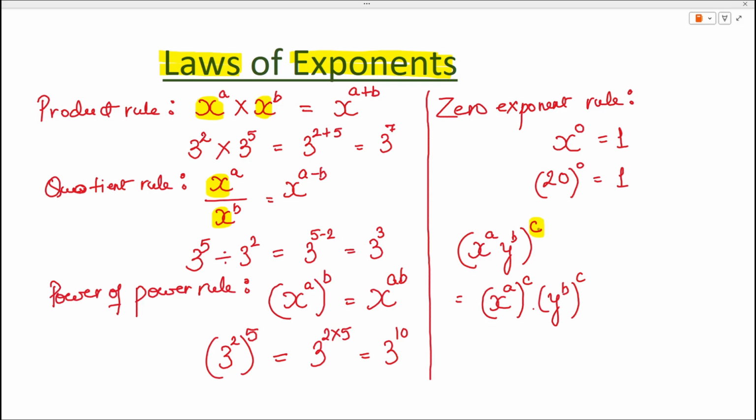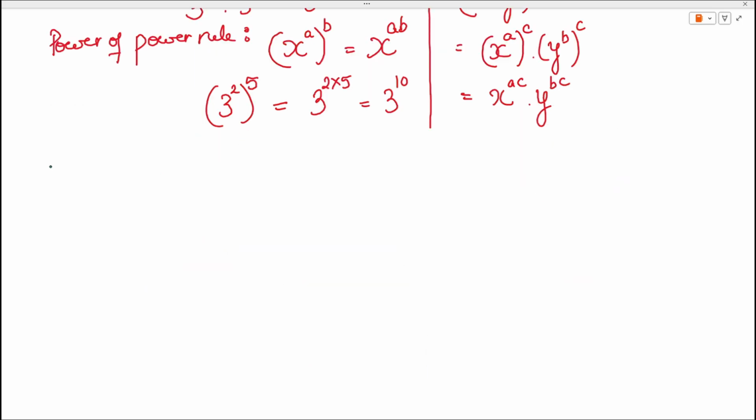So if there's a bracket and then there's an exponent, that exponent is applicable to each and every thing inside the bracket. So this now can be done: x raised to the exponent a times c, because of the power of a power rule, they have to be multiplied, and this being in multiplication with y raised to the exponent b times c. Now let us try doing the questions.